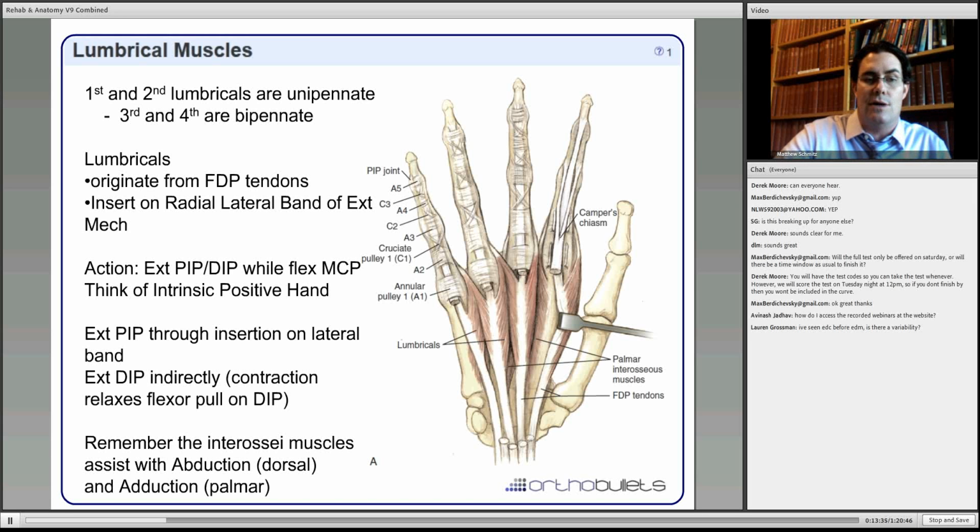Contrast that to the interossei muscles. Remember, the interossei muscles are going to help with abduction and adduction. The dorsals are going to help with your abduction. Your palmars are going to assist with your adduction.